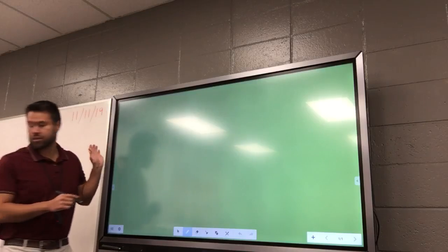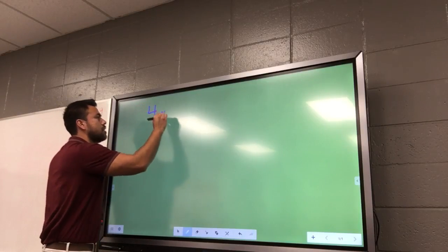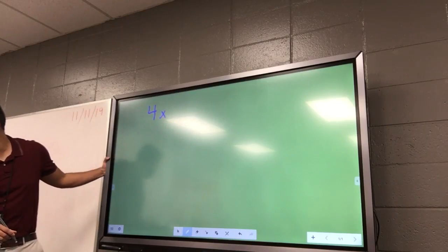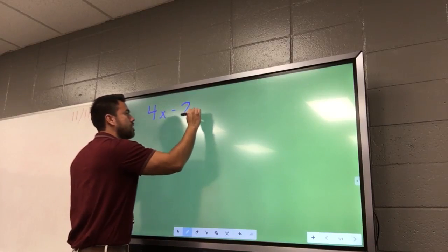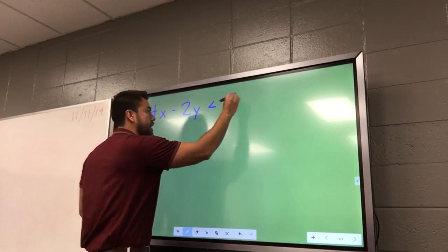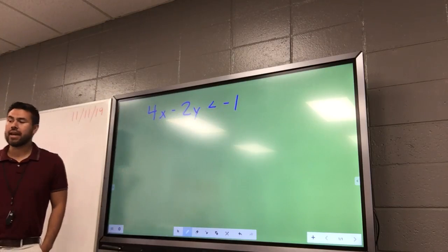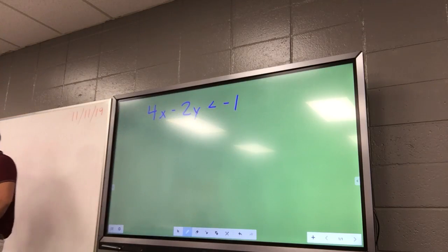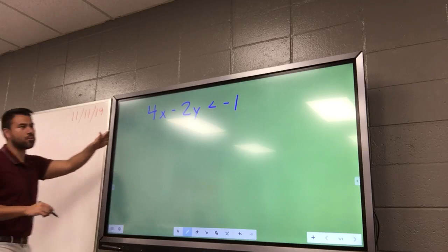Let me give you an equation, 4x minus 2y, and that's going to be less than negative 1. All right, so on these problems, they're going to say graph the solution to the following equation. What's my first step when I'm graphing?